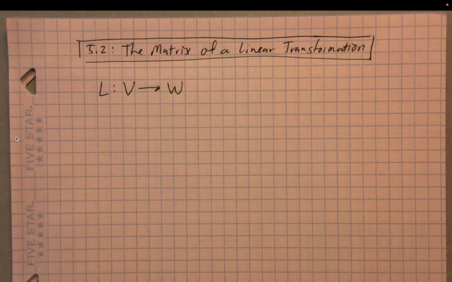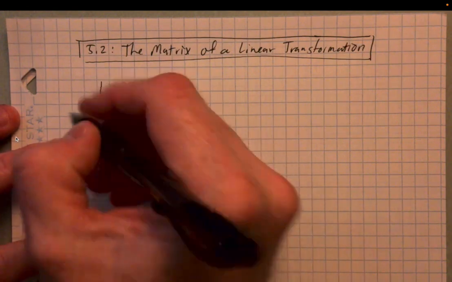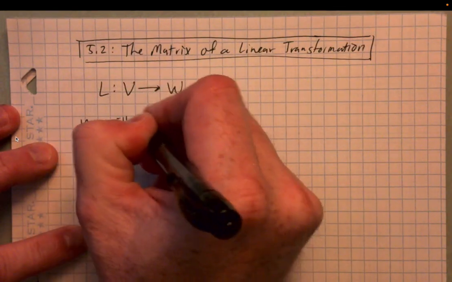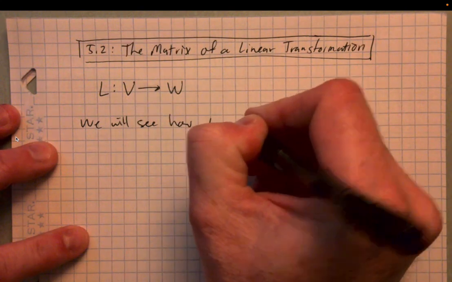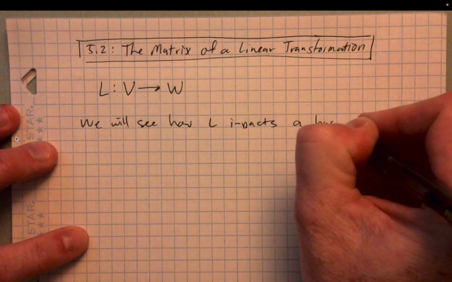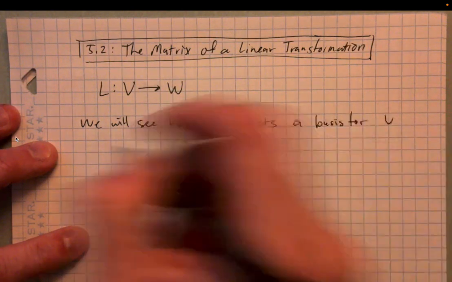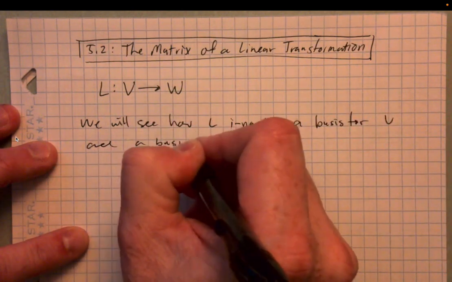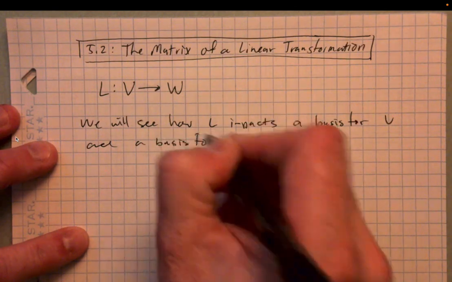Okay, so if we have an ordered basis for V and an ordered basis for W, in this section we're going to see how L can be encoded in a matrix, useful for examining these bases and their changes under L. We will see how L impacts a basis for V and a basis for W.